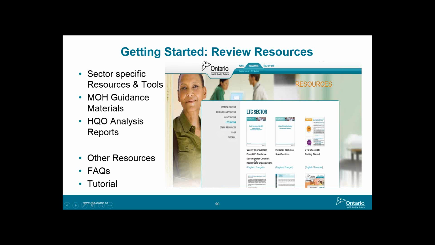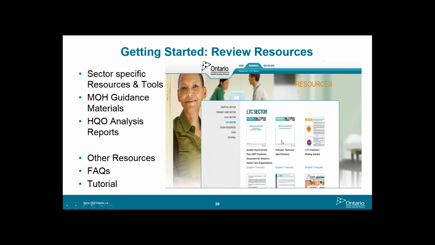You'll find your Quality Improvement Plan guidance document and the indicator technical specification documents listed here. You can see they're in English and French. You just pick which one you want. The guidance document is a common guidance document for all sectors, so it's not sector specific. It's the same for all sectors. And for your technical indicator specifications, page 22 is where the long-term care sector priority indicators start.